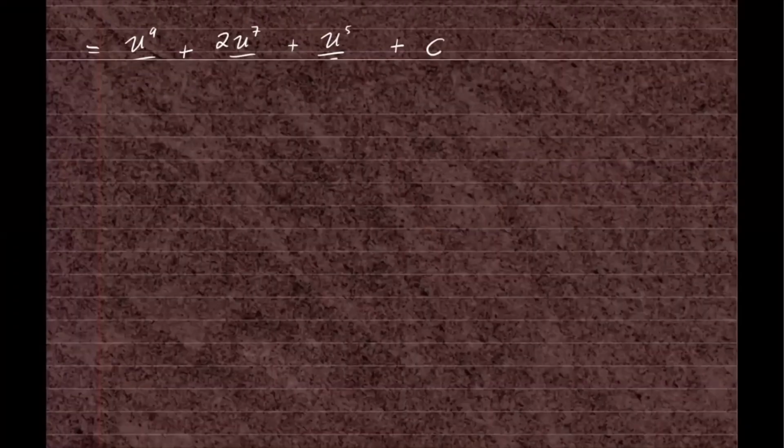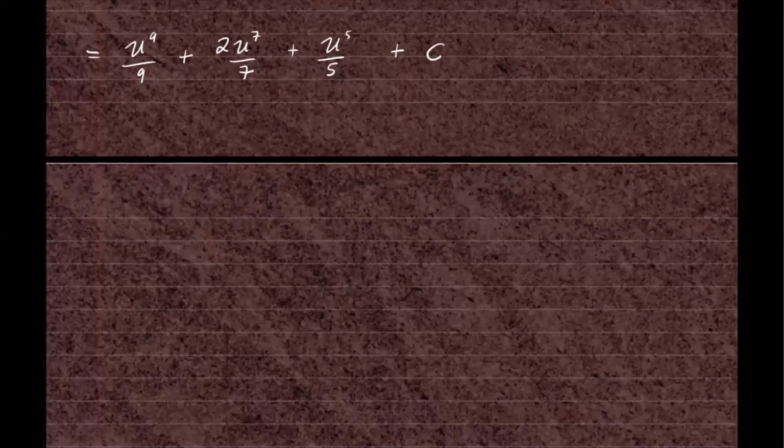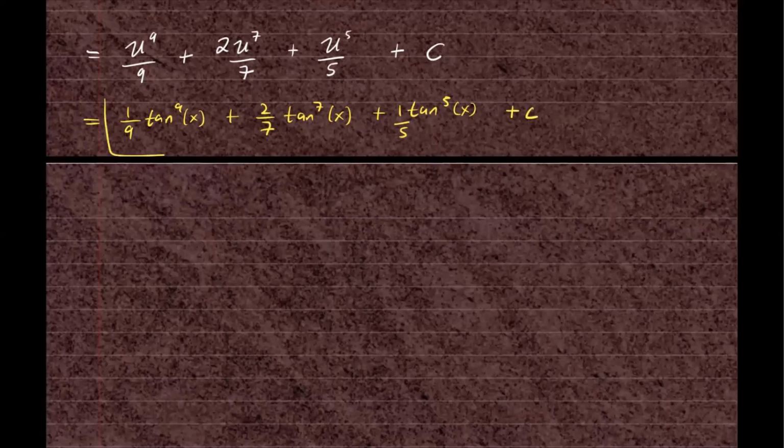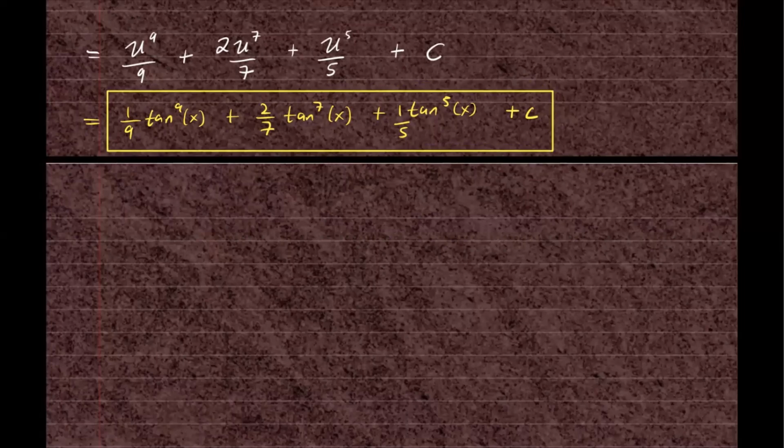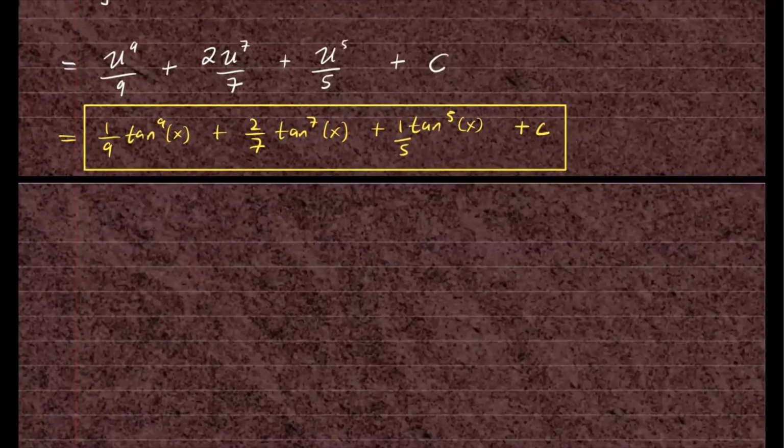So our final answer is going to be the following. I can pull out a 1/9. This will be tangent to the 9th of x plus 2 over 7 tangent to the 7th of x plus tangent to the 5th of x, and I can pull out a 1/5 right here, plus c. So there you have it. This is our final answer for this example. Alrighty, so I hope this makes sense.